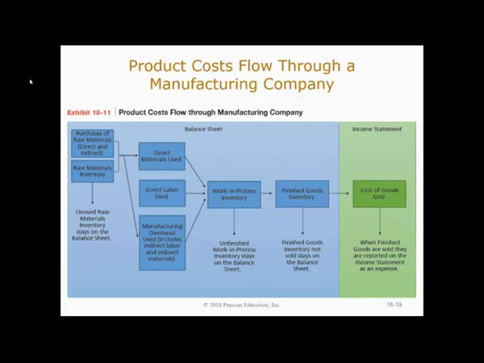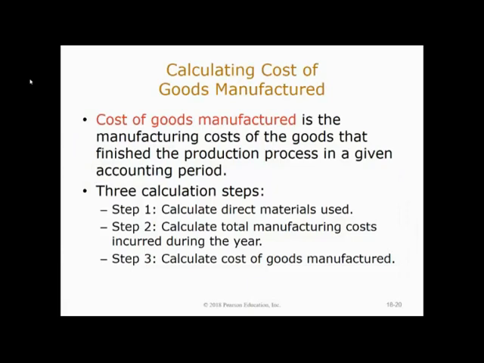They start as raw materials inventory. They get transferred from raw materials inventory into work in process, where also the cost of direct labor and manufacturing overhead are accumulated. Once you are done producing it, it comes out of WIP and goes into finished goods. And then once you actually sell it, it comes out of finished goods and goes into COGS.